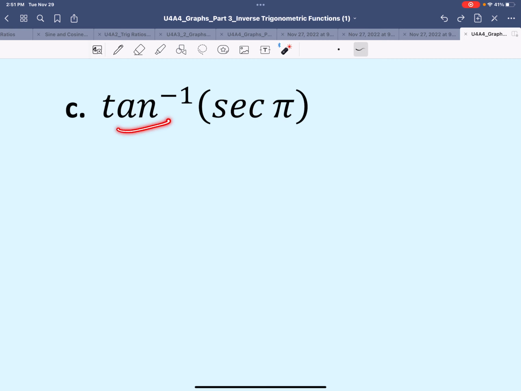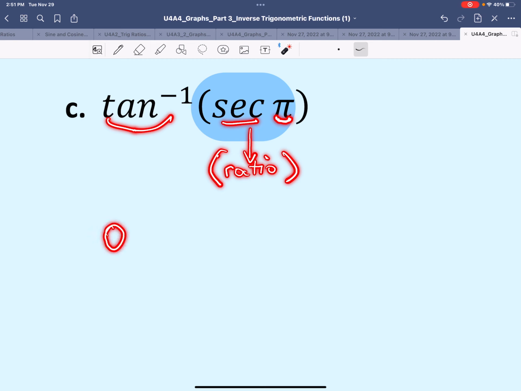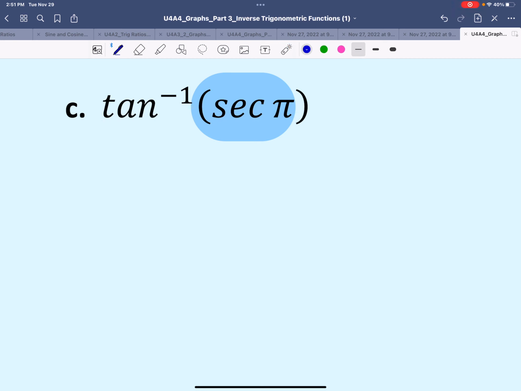We have inverse tan of secant pi. I want you to first think, would I be getting an answer that represents an angle or a ratio in this case? If you look at the inside, we have secant pi. Secant pi will represent a ratio of secant of angle pi. So if you take the inverse of the ratio of an angle, then you obtain the angle. So your answer represents an angle. So let's start off with the inside function. The inside term here is secant pi.